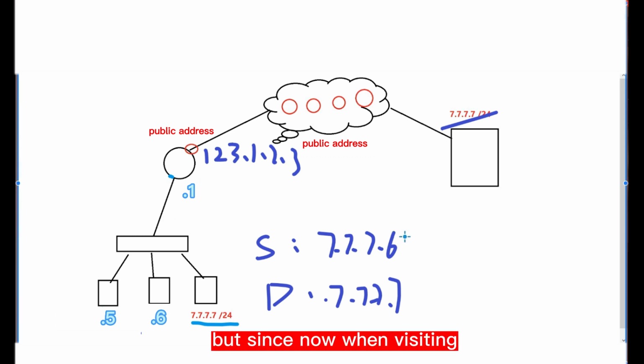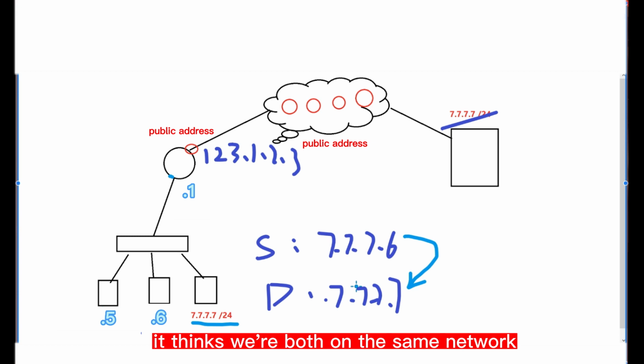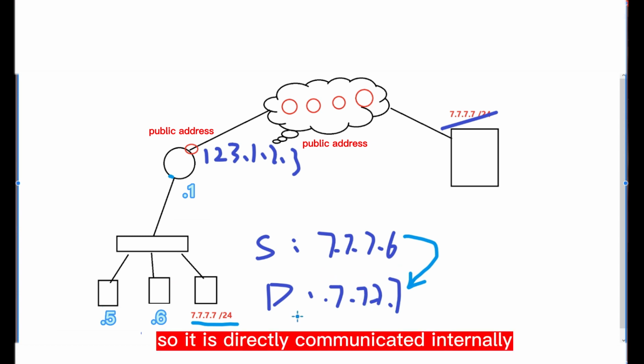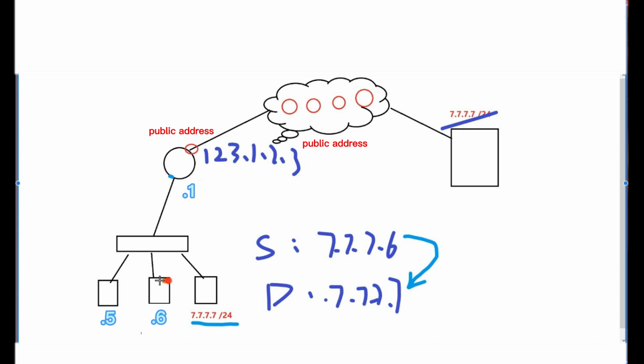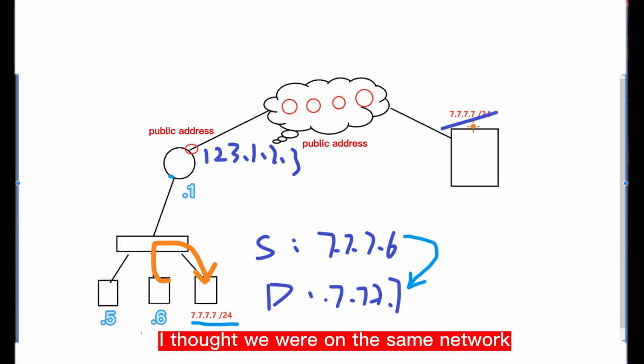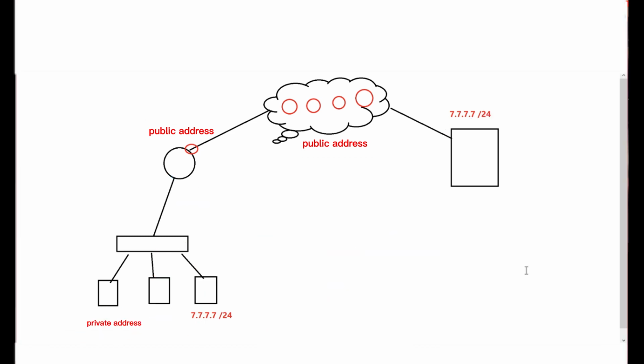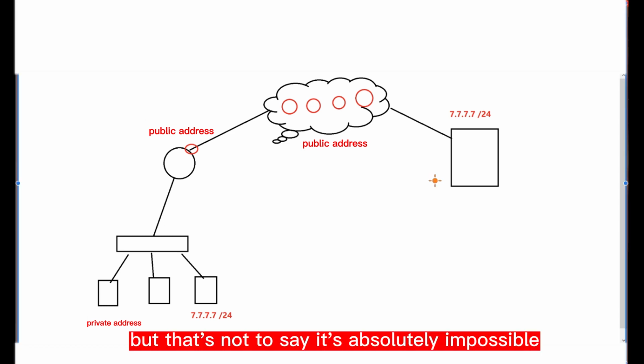Since this device computes locally, it finds that this destination is on the same network segment as itself. It thinks we're both on the same network, so it communicates directly internally. It sends the data directly to you. It doesn't know I'm going to visit Google, because it thinks we're on the same logical link, and just sends it to Google. Google got it. So for you now, you can't go online. But that's not to say it's absolutely impossible.